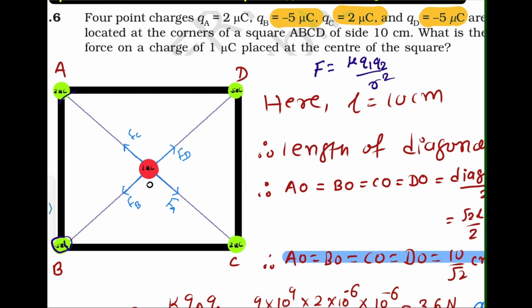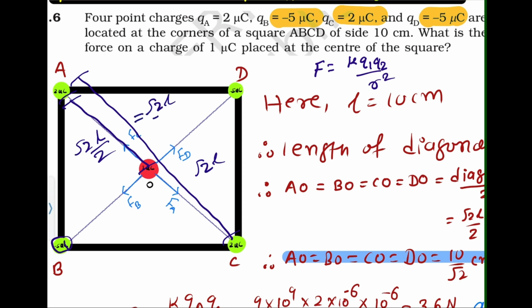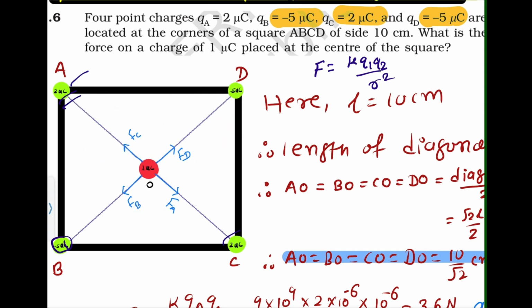So the diagonal is root 2 L. What will be half of this? This half I want. So it is root 2 L by 2, because we need to divide it by 2. Now it is root 2 L, and 2 I can write as root 2 into root 2. Root 2 into root 2 is 2. So root 2 cancels. So half of the diagonal will be L by root 2.